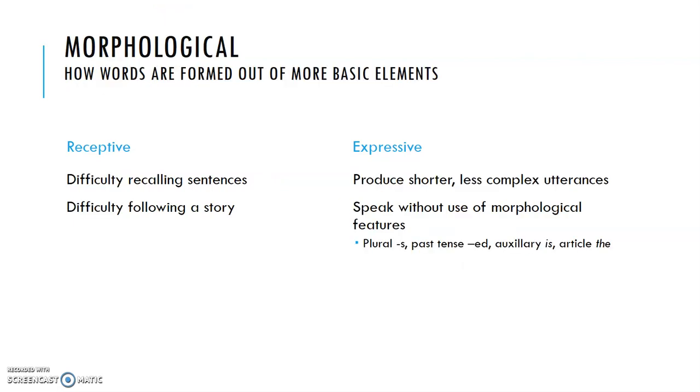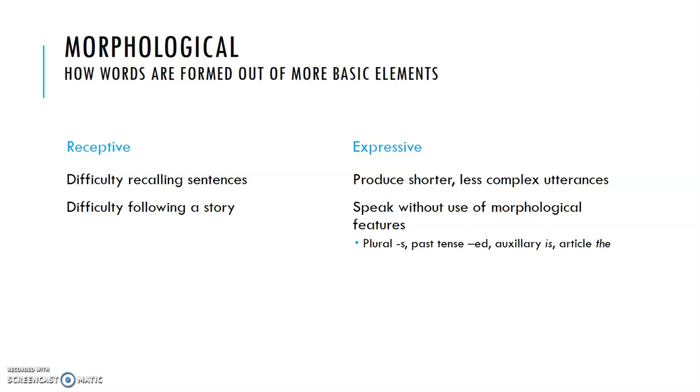For morphological errors, we're looking at how words are formed and changing the meaning by adding more morphemes. So children with morphological errors could have difficulty recalling sentences or following a story. Think about how storytelling happens. You're talking about something that happened in the past or will happen in the future, and you're using your morphemes to change the meaning of those words to indicate that it happened in the past or is going to happen in the future.